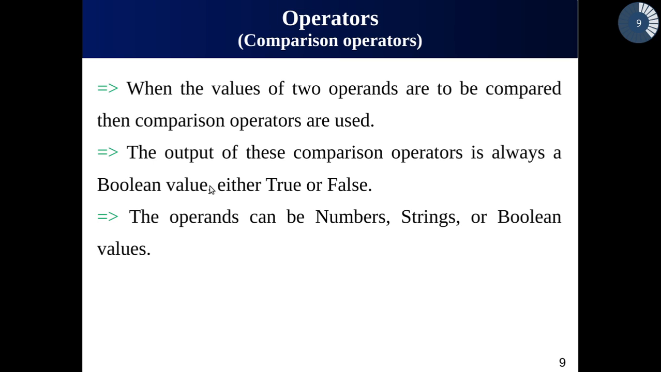Then we have the comparison operators. When the values of two operands, or two data elements, or two values are to be compared, then we have to use the comparison operators. For comparison operators, remember that the result of such operators is always a Boolean value. Boolean means either true or false, or you can say either 0 or 1. The operands on which we can apply the comparison operators could be numbers, strings, characters, or even Boolean values themselves.